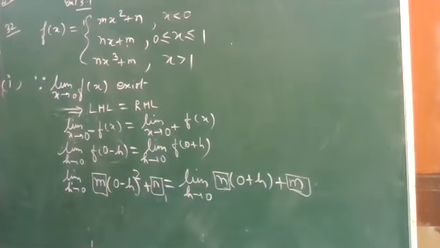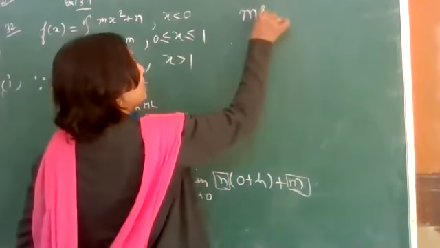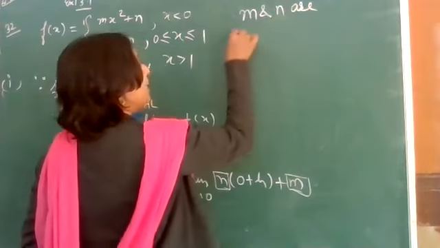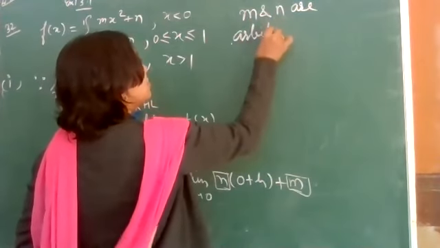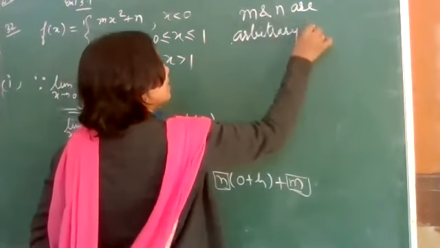What is that name? We have a particular name. Those constants whose value we cannot find out, we don't know the value. They can have any value. Arbitrary constants. ठीक है? They are termed as arbitrary constants. M and n are arbitrary constants.